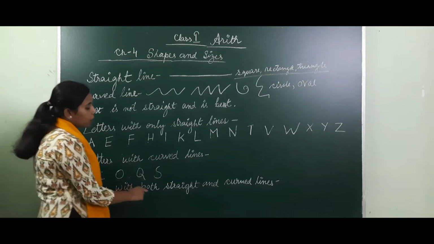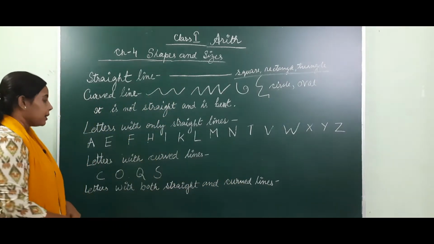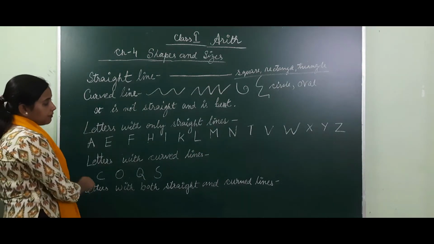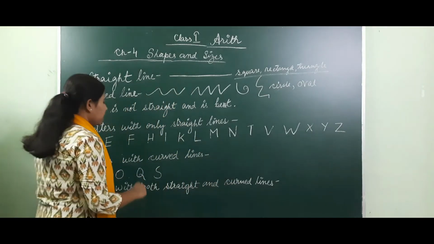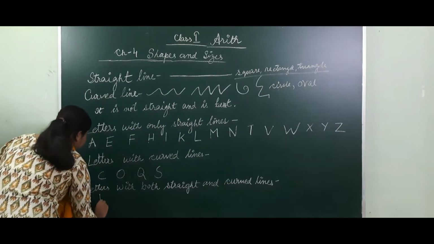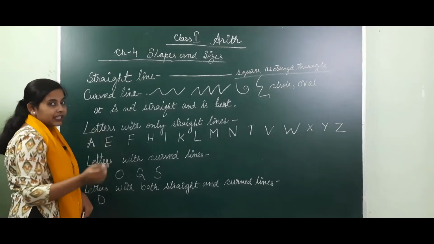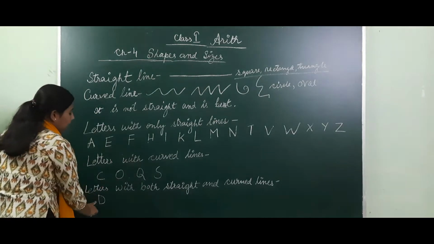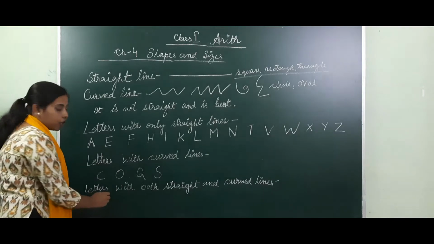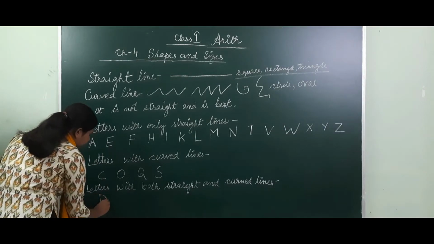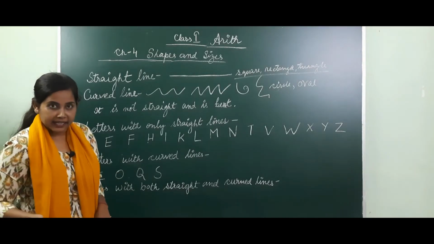Now letters with both straight and curved lines. You have to find out those alphabets which are both straight as well as curved. So number 1 will be your D. One straight line is drawn here while writing. When you write D, you can see you have to draw one straight line, and then you have to join these 2 points. It becomes the English alphabet D. We are using both straight and curved lines.